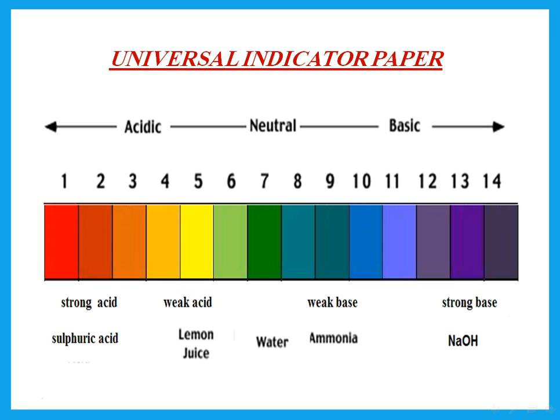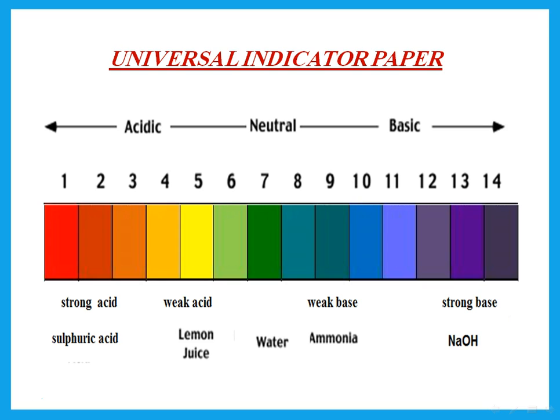But if I want to know if something is a strong acid or a weak acid or a strong base or a weak base, or I want to know the pH of the solution, I have to insert universal indicator paper and compare the color to the chart. At the back of the paper, there's usually a chart like this showing the different colors for the different pHs.